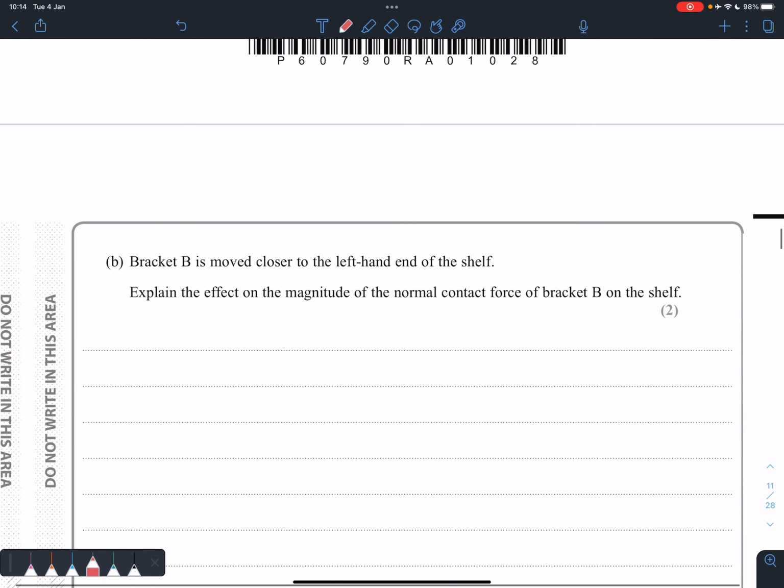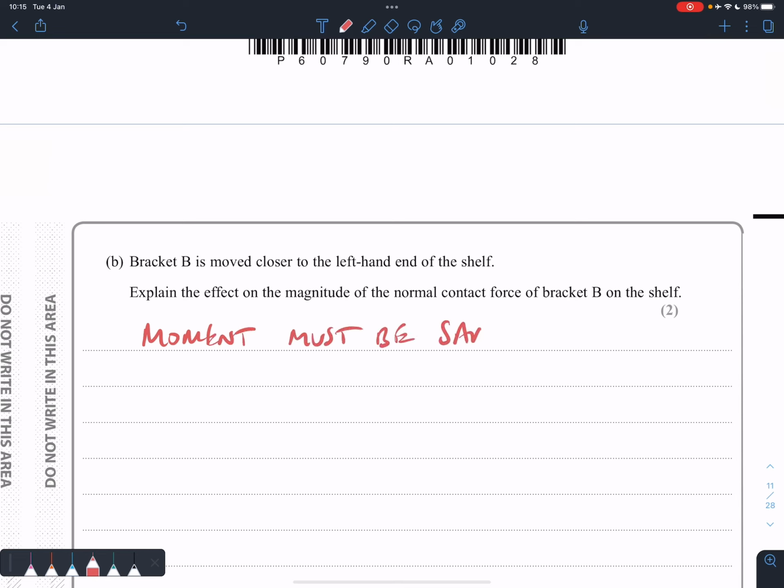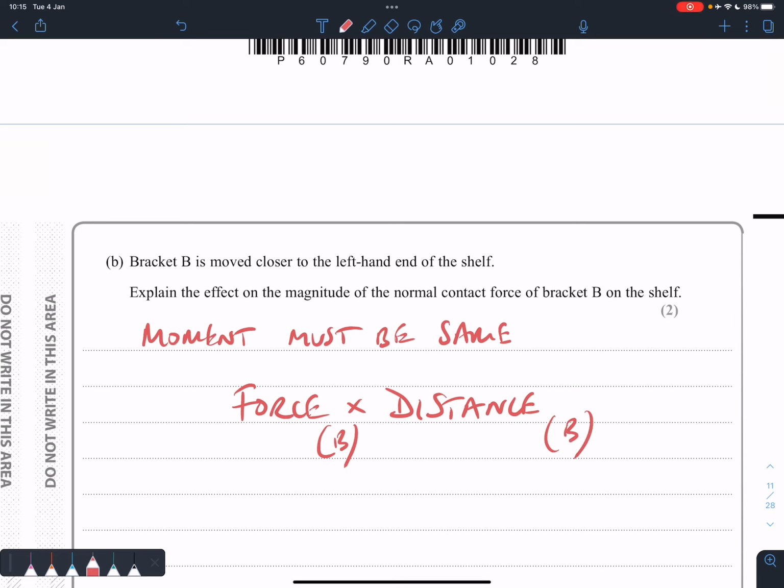So the thing that you know about is the moment must be the same, and the moment, the turning effect, is equal to the force times distance. So the force at the point B times the distance of B from the pivot must be the same. So if the bracket is moved closer to the left hand, it means this distance has decreased. So you need to work out what's happened to the force in order that the overall force times distance is the same. Okie dokes.